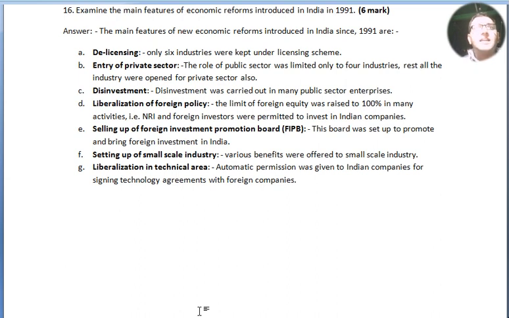Point number F, setting up of small scale industry. Various benefits offered to small scale industries. Point number G, liberalization in technical areas. Automatic permission was given to Indian companies for signing technology agreements with foreign companies.